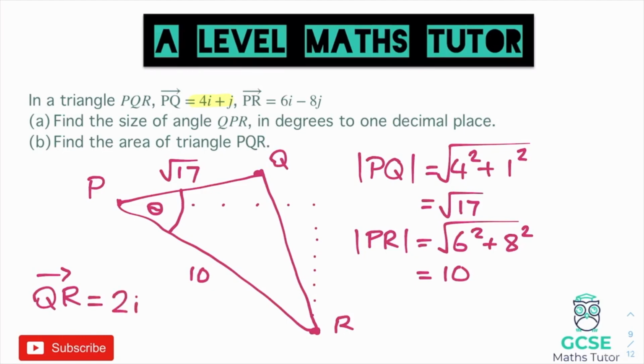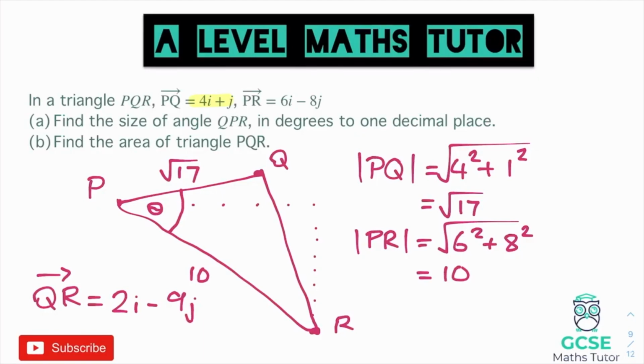And we can take the same approach going down. From P to Q, we went up by 1, but from P to R, we went down by 8. So if we went up by 1 to get to Q, but down by 8 to get to R in total, that's going to have to go down by 9. So minus 9j.